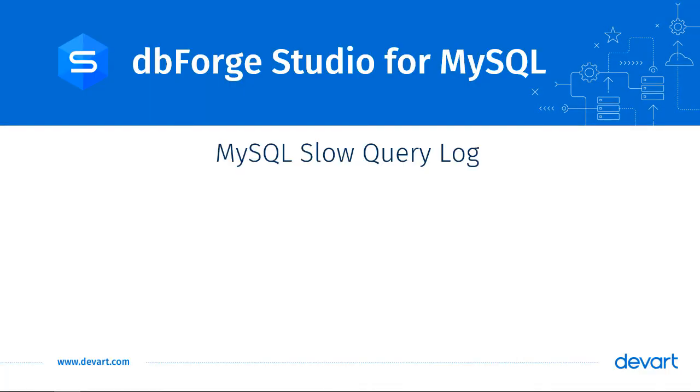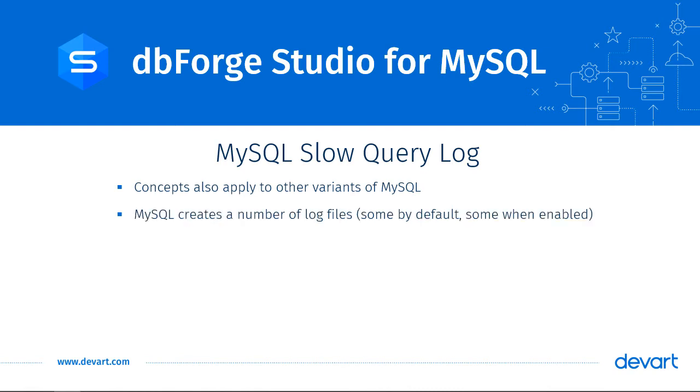In this video, we will learn how to use MySQL Slow Query Log to troubleshoot performance bottlenecks. The concepts we will cover here also apply to other variants of MySQL like MariaDB, Amazon Aurora, or Percona. Depending on how it's configured, MySQL creates a number of log files when it's running. Some of these log files are created by default, others have to be enabled. Here is a list of these log files.